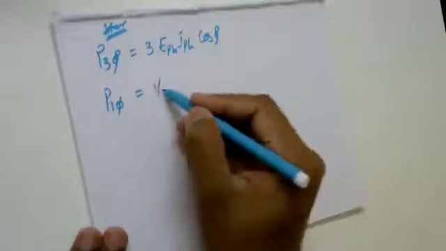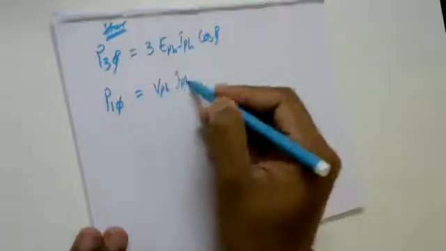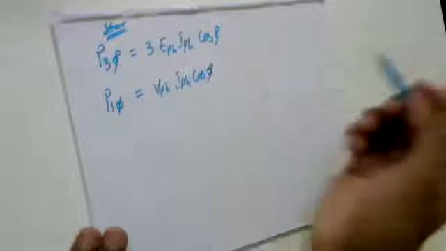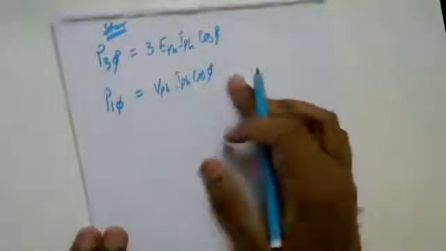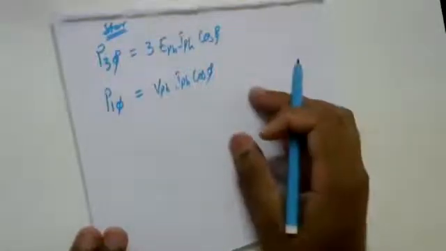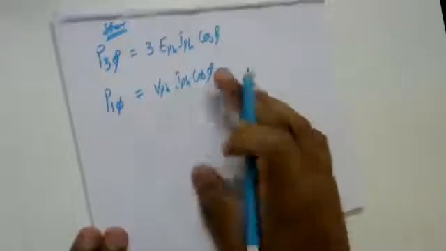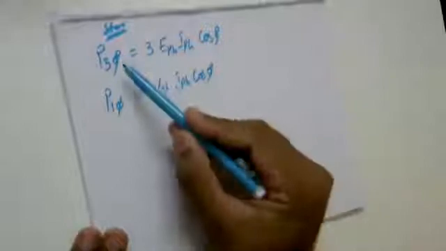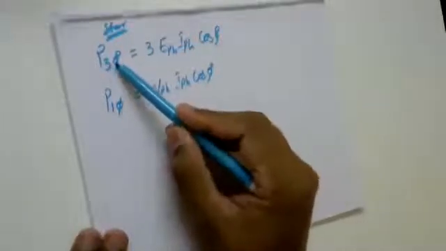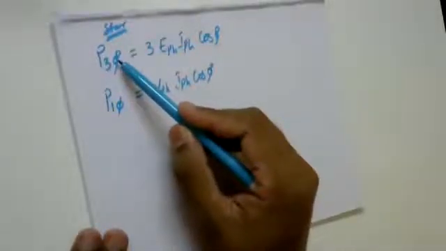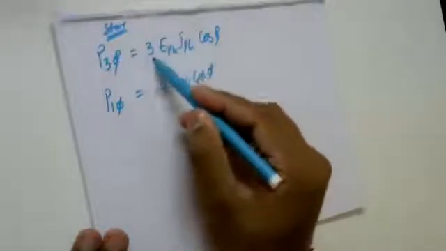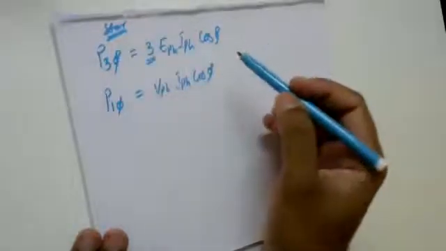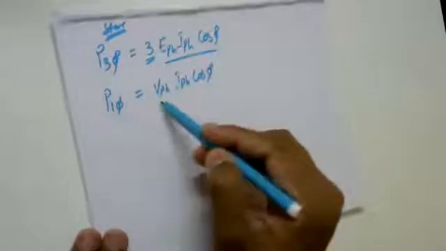V phase I phase into cos phi. Am I right? V I cos phi. This is what people study in single phase circuits. Now you are not having a single phase power, you are having a three phase power. So when you want to compute the three phase power, you have to just multiply by the value 3, the same equation, right?